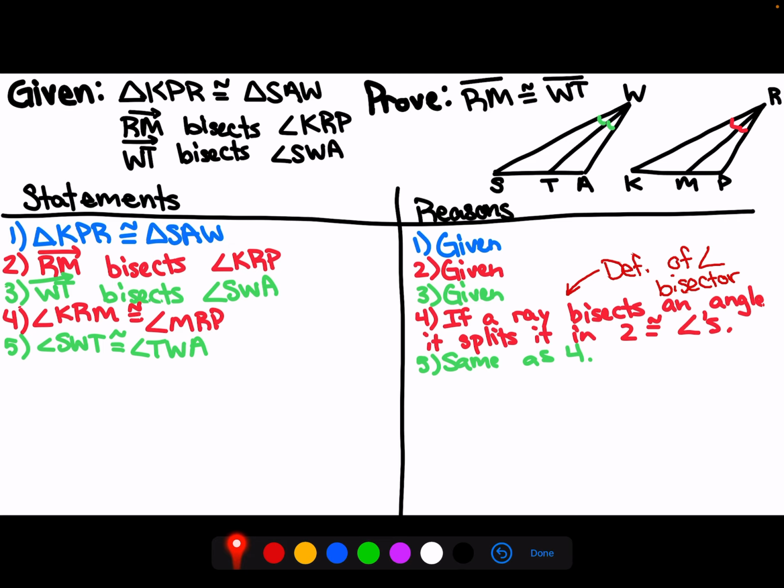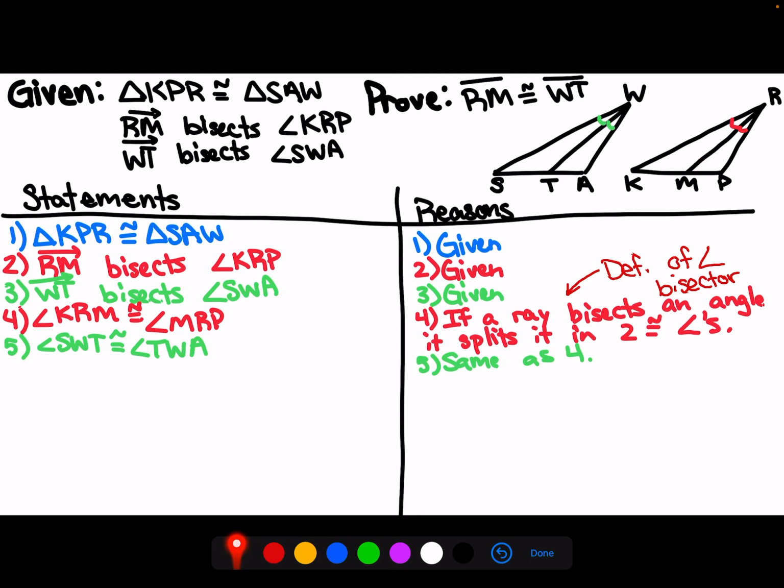At this point, we want to prove that these two segments, these two bisectors, are congruent to each other. So to do that, I need to prove that these two smaller triangles are congruent, or that these two other triangles on the right are congruent. So either the triangles on the left are congruent, or the triangles on the right are congruent. So I'm going to go ahead and focus on the triangles on the left.